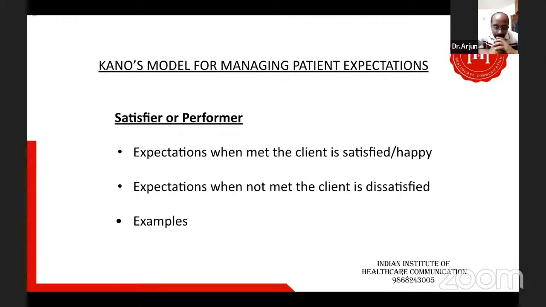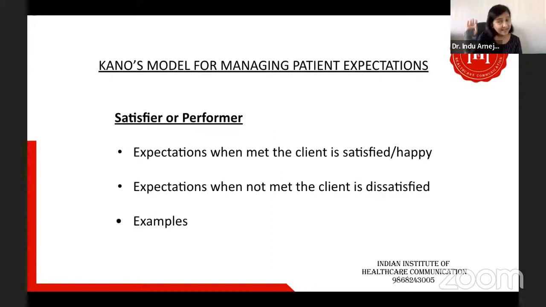Ma'am, so this is like all the basic courtesies. Delight, patient delight. Does it come under that? That's the next one.